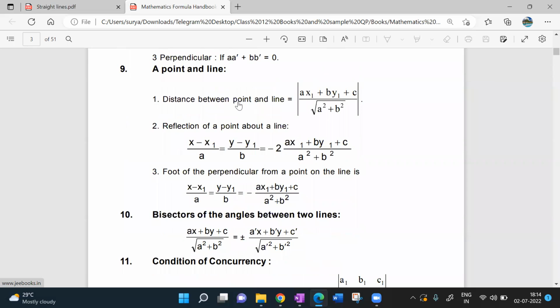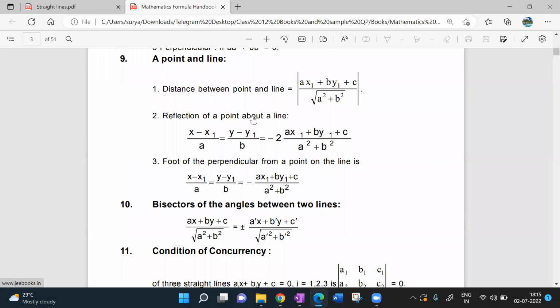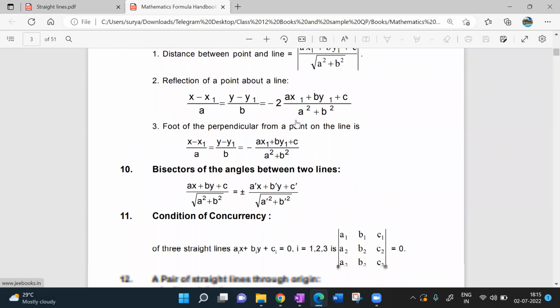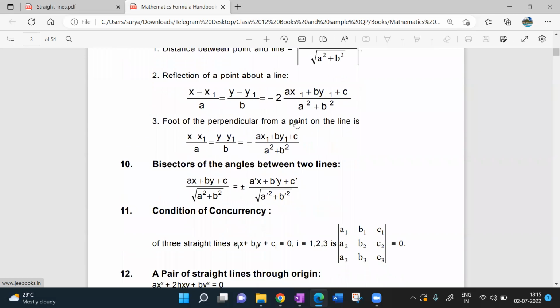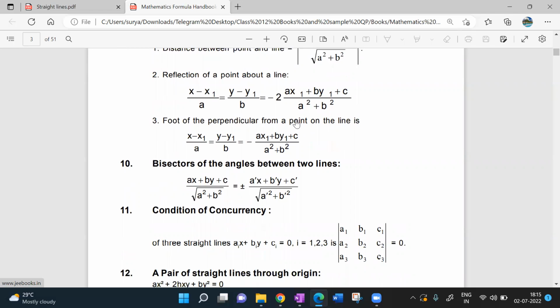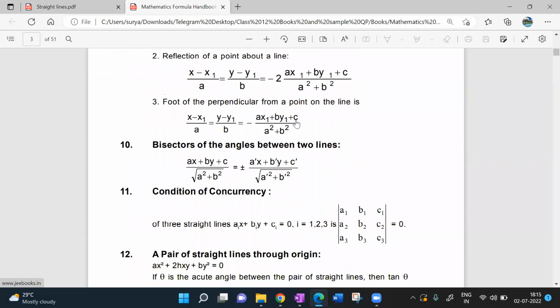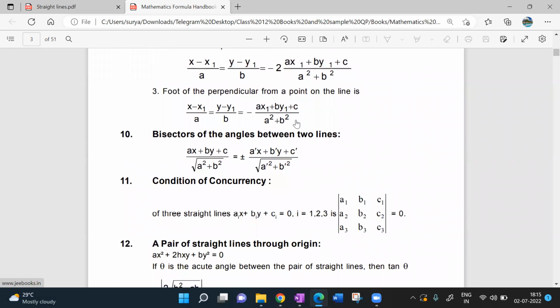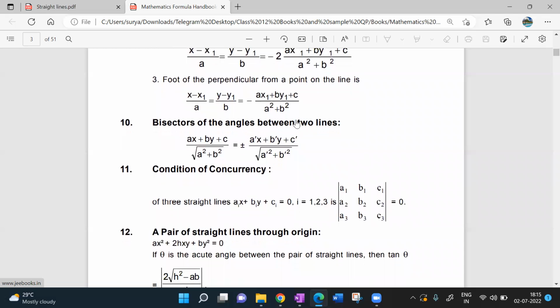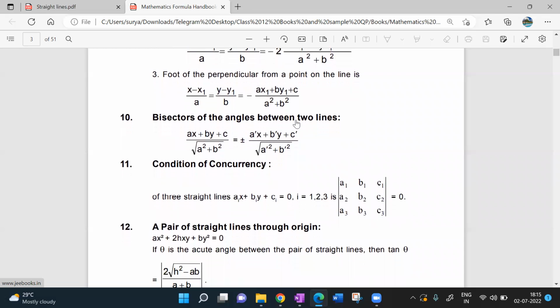Distance between a point and a line: modulus of ax1 plus by1 plus c divided by square root of a square plus b square. Reflection of a point about a line: x minus x1 by a, y minus y1 by b is equal to minus 2 times ax1 plus by1 plus c by a square plus b square in the denominator.